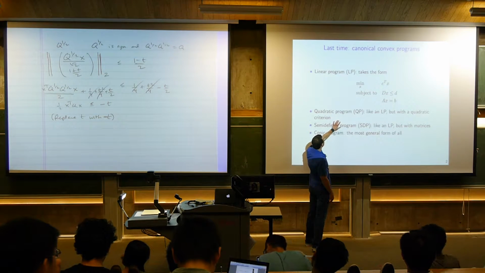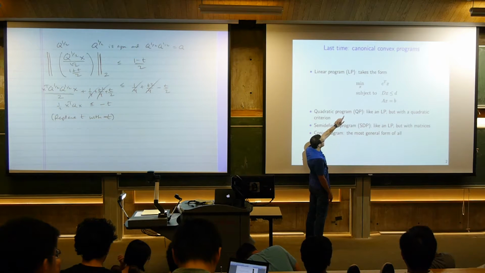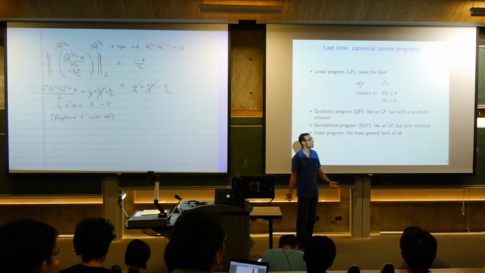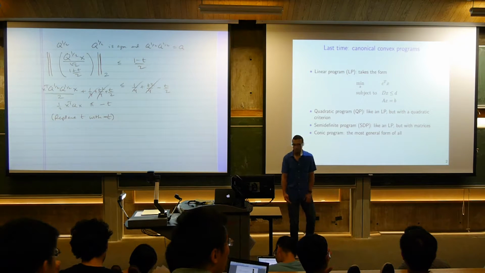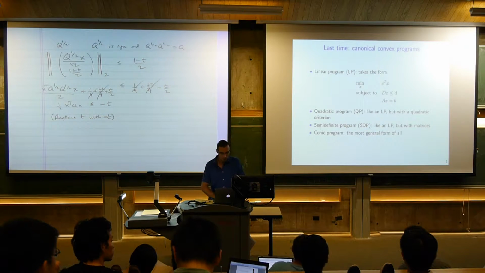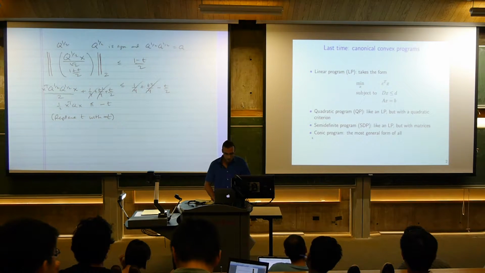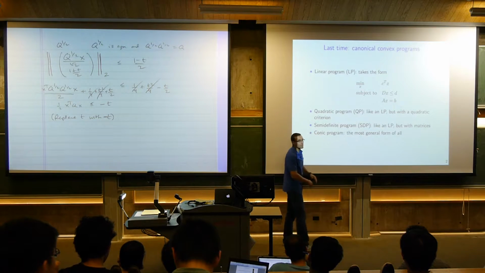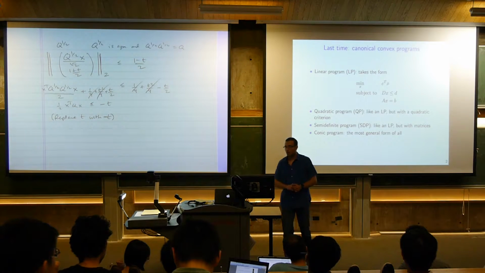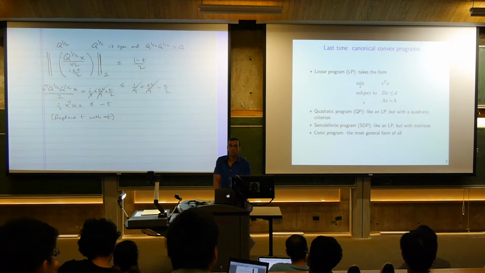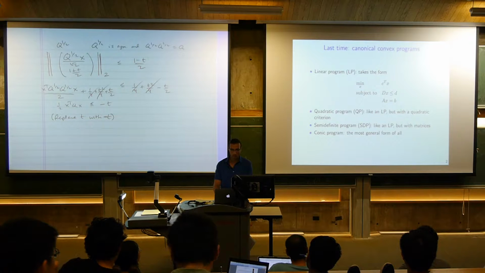Just to remind you what we did last time, LPs are of this form. QPs are like an LP but with a quadratic criterion instead of a linear criterion. SDP is like an LP but with matrices. That's the way we tried to think about them. And a conic program is the most general. We talked about all these last time. To solve general form LPs or general form SDPs or even QPs, we are not going to be able to do that until we talk about interior point methods. We can solve special cases of these with first-order methods, but not all of them. And hopefully that'll become clear in a bit.